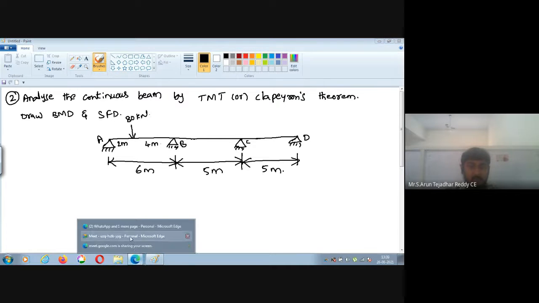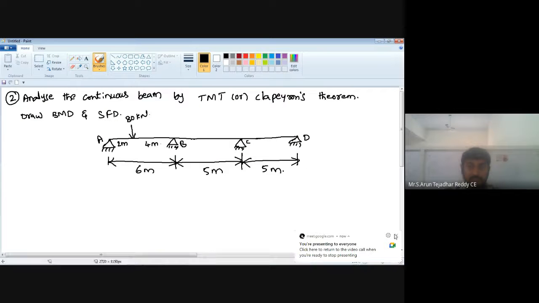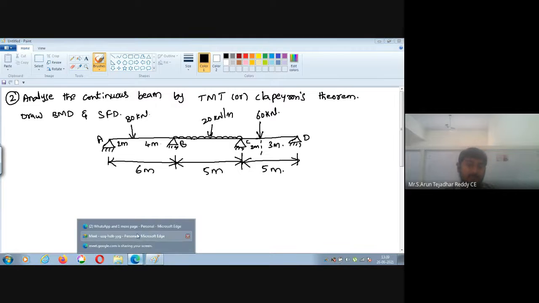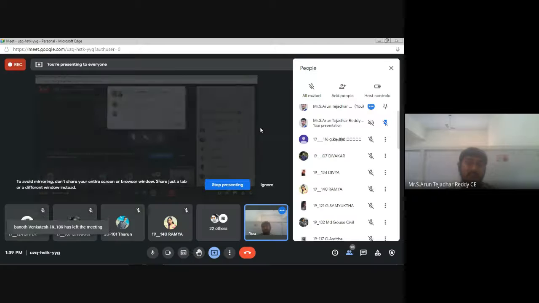Now what about the loads from B to C and C to D? B to C is acting as a uniformly distributed load of 20 kilonewton per meter, and C to D has an eccentric point load of 60 kilonewton acting, 2 meter on the left side and 3 meter on the right side. So this is the given diagram.